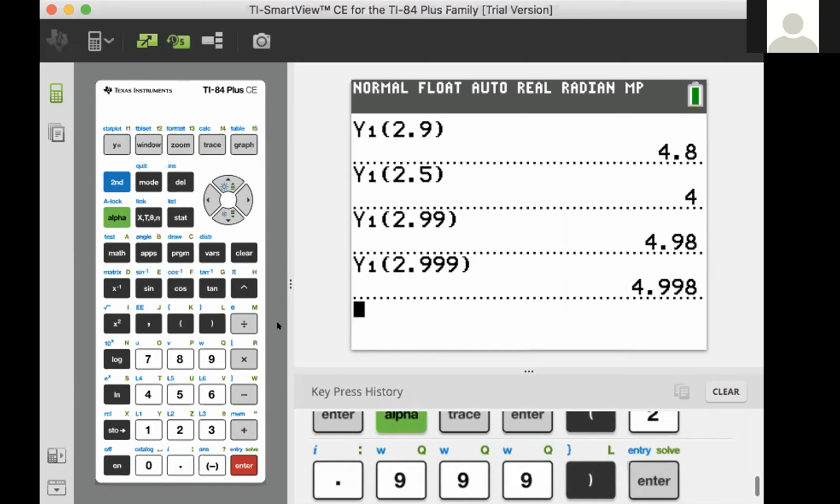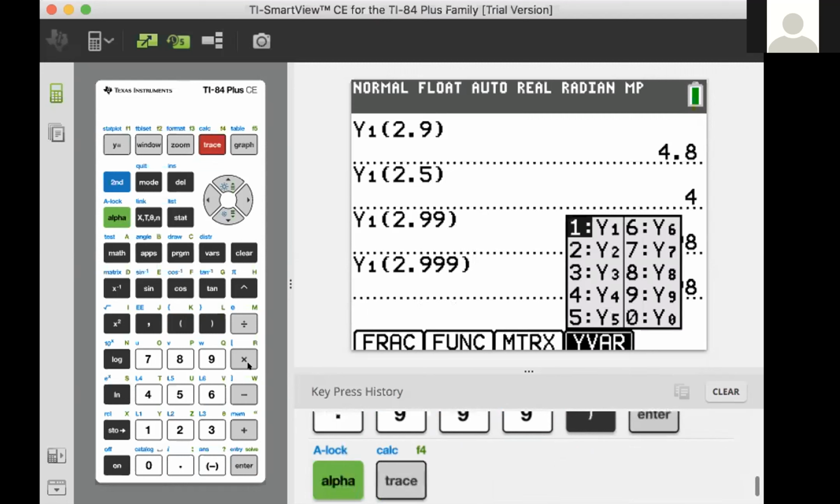Now from the right side, I could do the same thing. Alpha F4, enter.